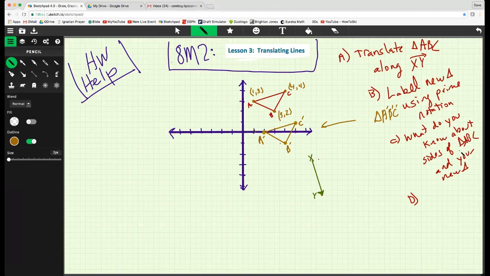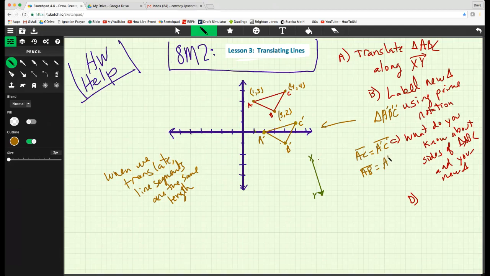So now the question is, what do you know about the sides of triangle ABC and our new triangle? What do we know about those sides? We remember that when we translate, you pause and do this yourself. Okay, I'm assuming you're back. You know, line segments are the same length. So we know that AC equals A prime C prime. And we know that AB equals A prime B prime. And we know that BC is equal to B prime C prime. That's what we know when we translate.